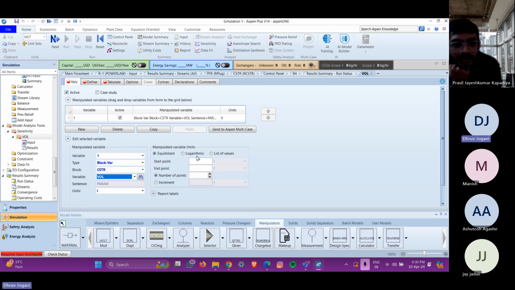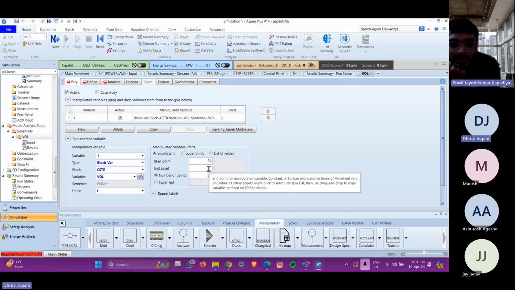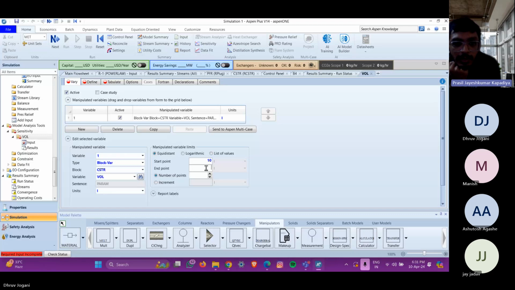Specify the reactor. Yes, let's go from 10 to... Sir, we need to go higher than 150, because 150 liters is the maximum we are already at. We need to go higher, but I just want to see what minimum we are getting. And not 10 to 100, 10 to 300 or 400 something.